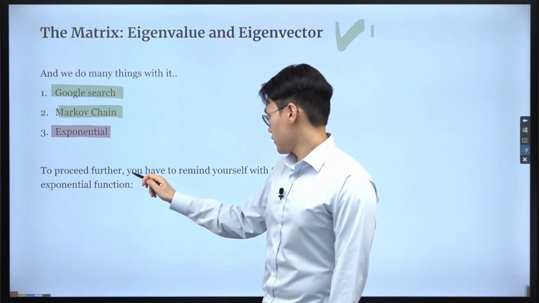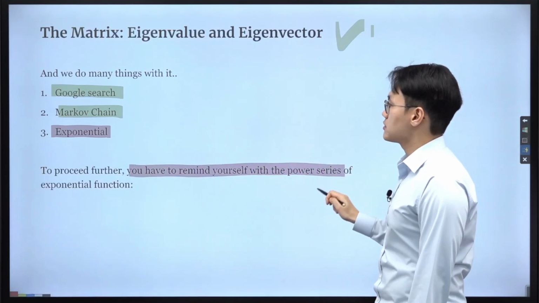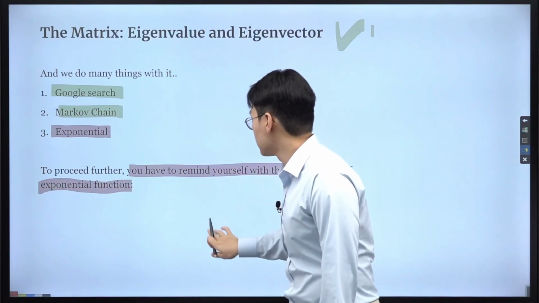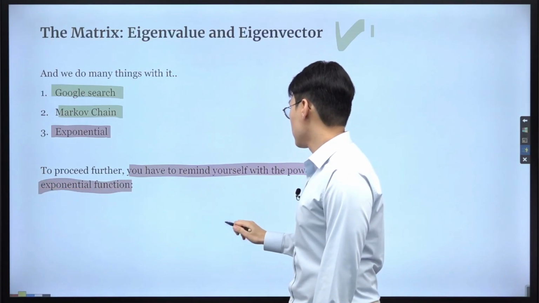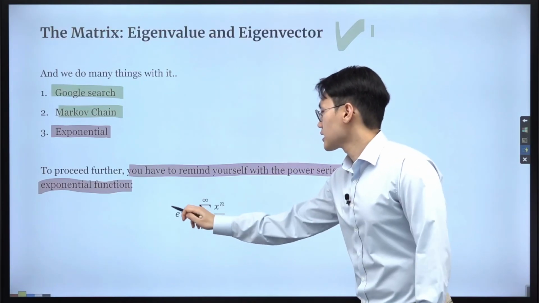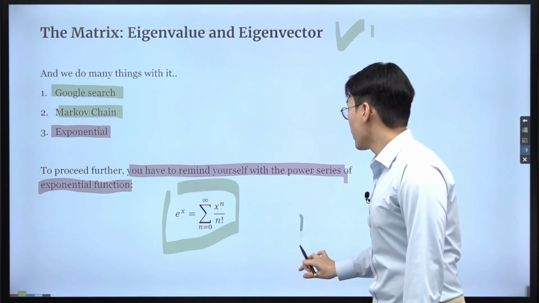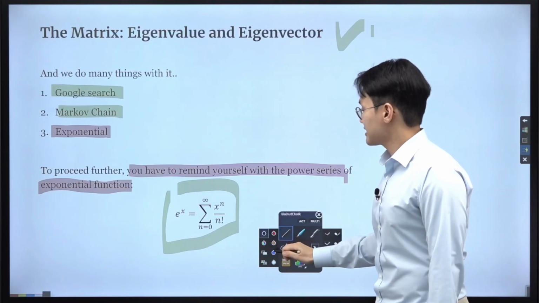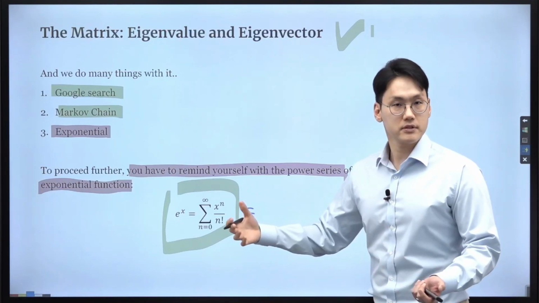To proceed further, you have to remind yourself of the power series of exponential functions. So that's the Maclaurin series of the exponential. For those of you who do the IA, you may not have learned it, so let me just give you an example. The exponential function can be defined as this power series, where a power series is a series made of an infinite sum of polynomial terms.